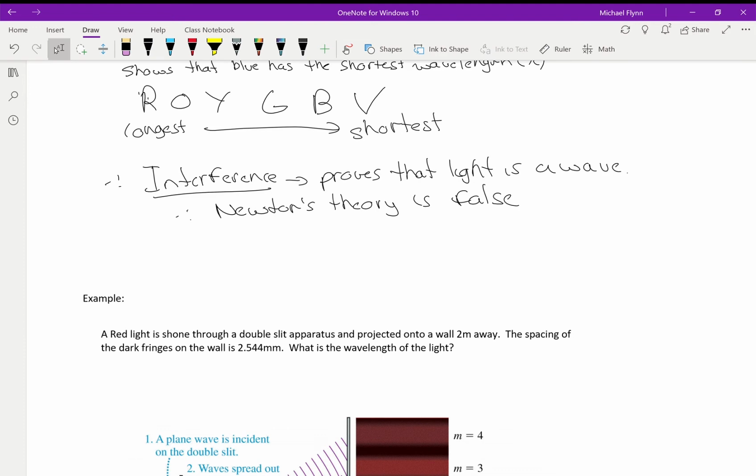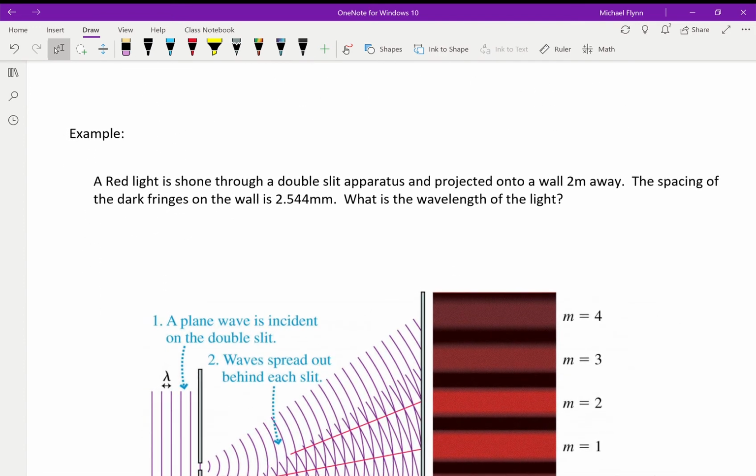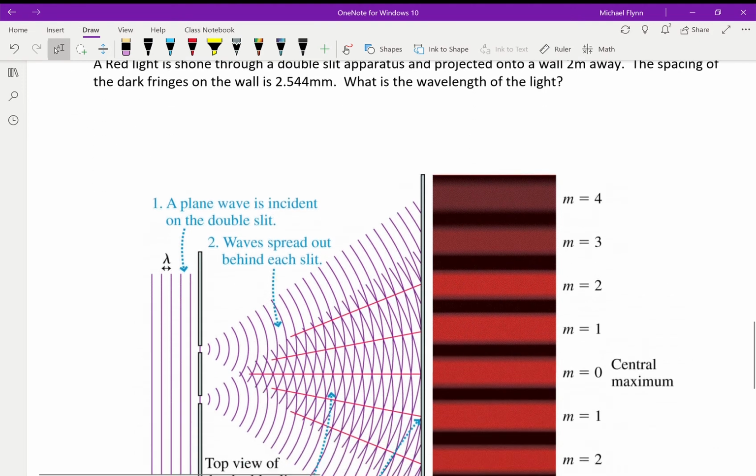Now I wanted to give you an example of a question, and then we'll end it there. Okay, so it says here, red light is shone. We're going to do this experiment with the laser, but I'm not going to do it today. I'm going to do it tomorrow, because it's getting a little late today. So it says a red light is shone through a double slit apparatus and then projected on a wall 2 meters away. The spacing of the dark fringes on the wall is 2.544 millimeters. What is the wavelength of the light? This is so cool, right? We can actually make a few measurements and determine the wavelength of a red light like this, okay?